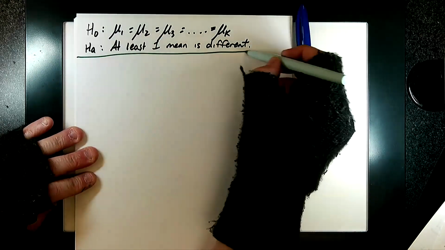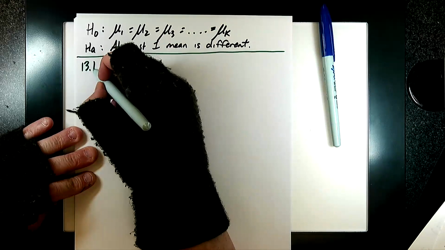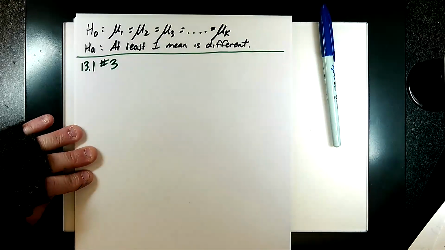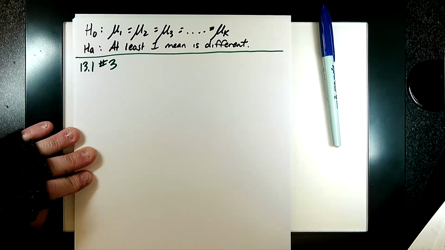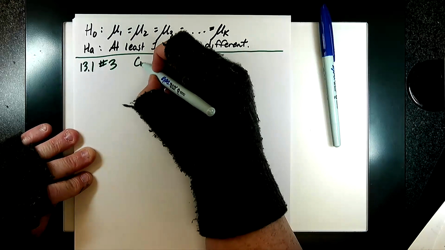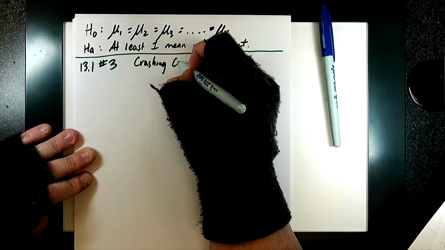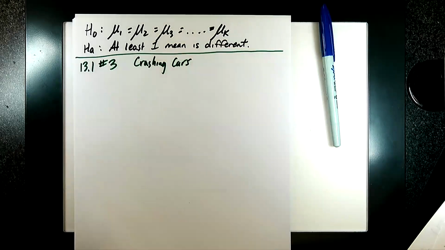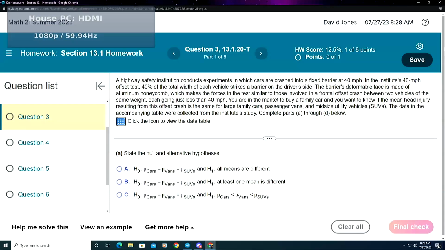With that in mind, we are going to do 13.1. We're also doing number 3 in here. And this is on crashing cars. You guys got the H naught HA written down? Okay. It says a highway safety institution conducts experiments in which cars are crashed into a fixed barrier at 40 miles an hour.